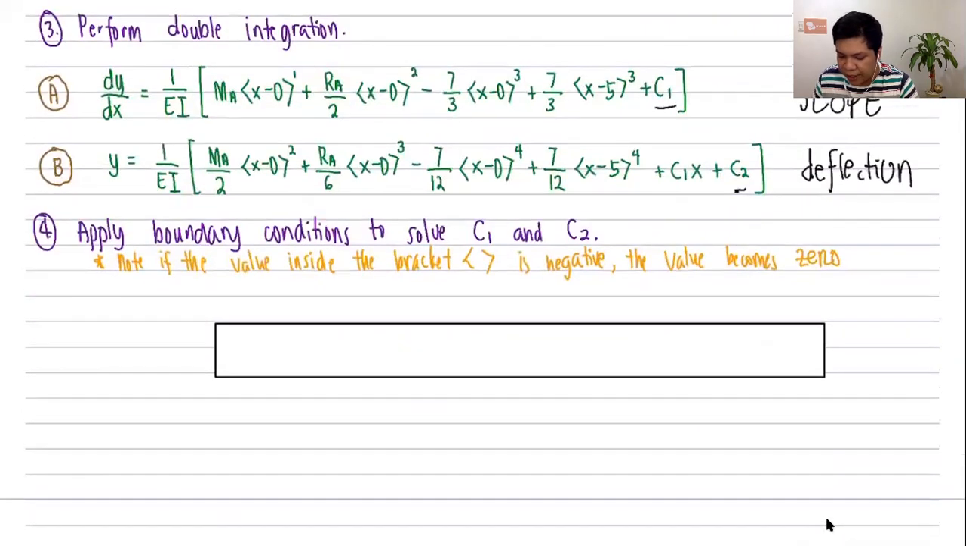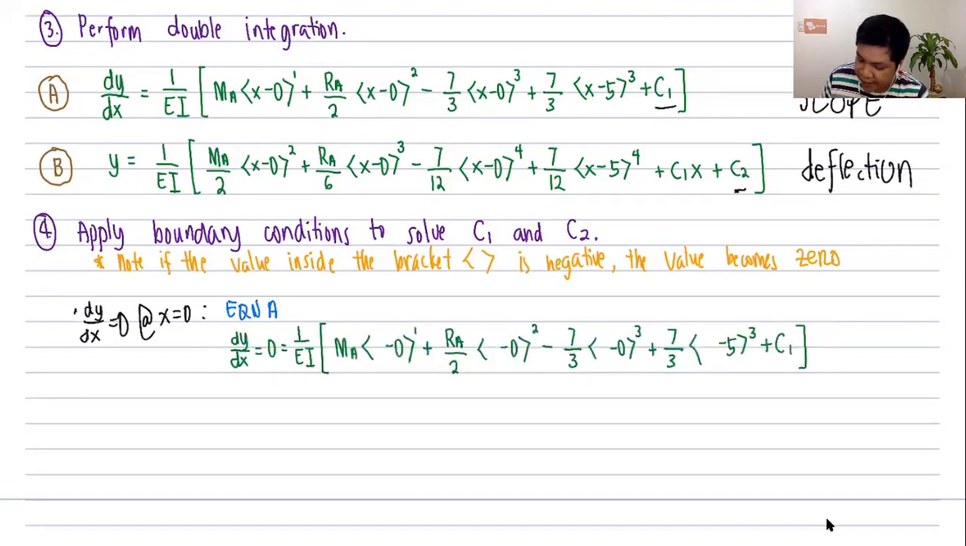Therefore, my first boundary condition would be, I can say that dy over dx is equal to 0 at x equals 0. So that's my first boundary condition. Therefore, I can actually use equation A. So using equation A, I'll just copy equation A. Okay? So this is my equation A and equate it to 0. But what I'll do is, I'll substitute the value of 0 for x.